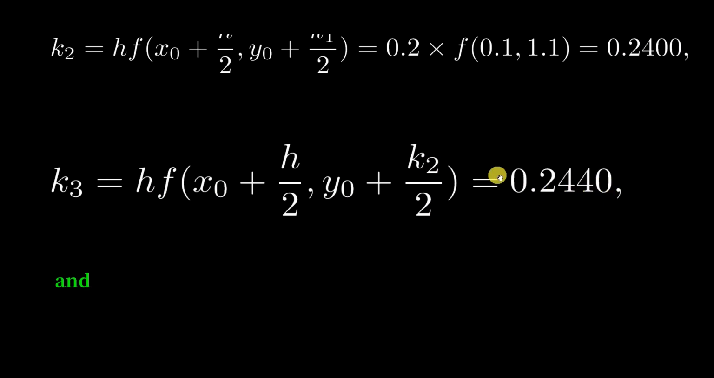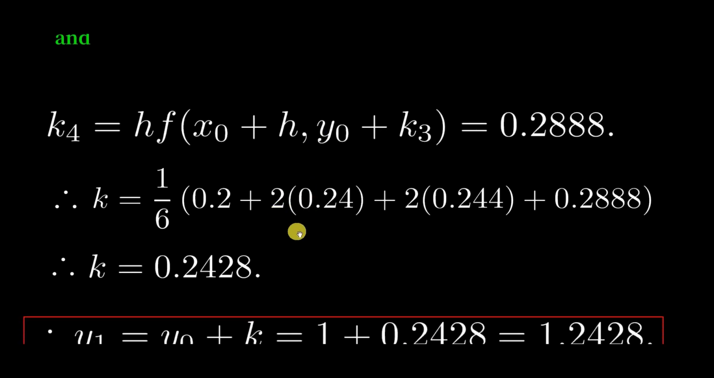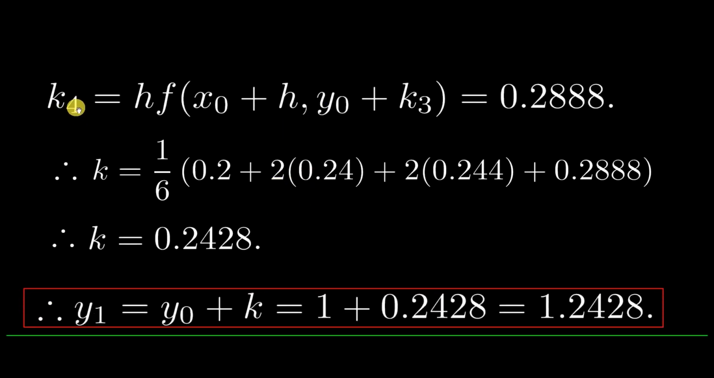You can just pause the video, work out this thing and cross check whether you are getting this value or not, right? And now the turn for K4. Just recall those expressions, it does not have the division by 2 format here. So here K4 is equal to H times F of x naught plus H, y naught plus K3, which is 0.2888.